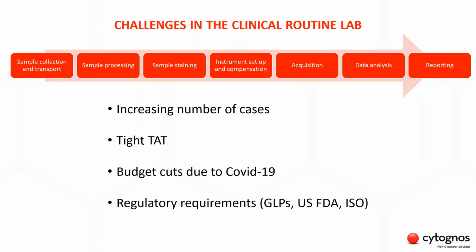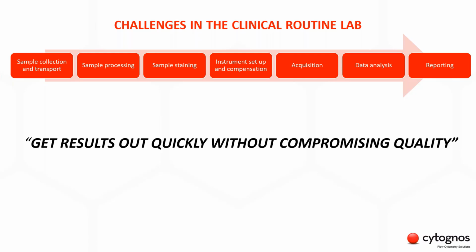On top of that, in every pathology lab, we are getting more and more cases. We have a very tight turnaround time. In addition, because of the COVID-19 pandemic, hospitals may have cut the budget for the lab. And at the same time, we need to meet all the regulatory requirements we have for the diagnostic lab. So let's summarize all this in one sentence. In a clinical lab, we have to get results out quickly without compromising the quality.